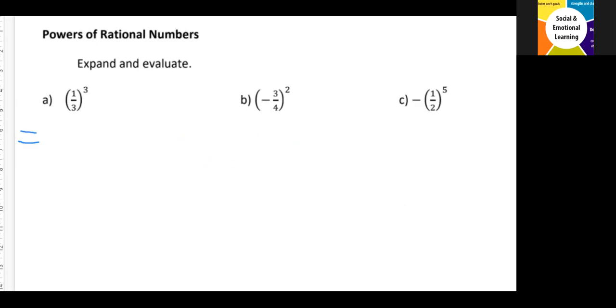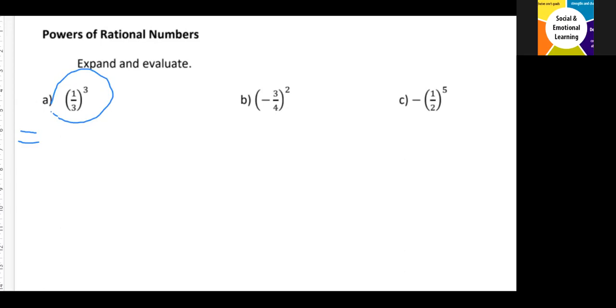Catherine, birthday girl, would you like to do this question for me? Would you like to help me? Okay, so let me help you out. Look, here we have a power. This is called a power. Can you tell me what's the exponent of this power? That's the little number, 3. Yes, and what's the base of this power?